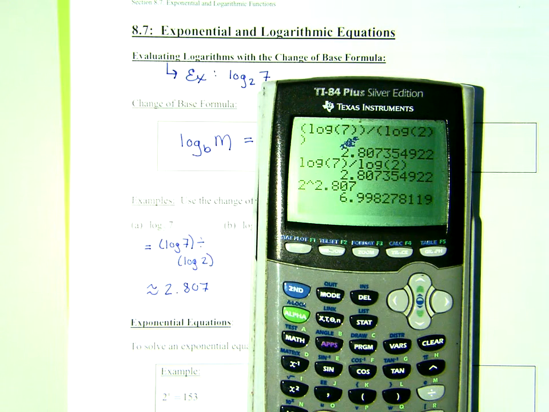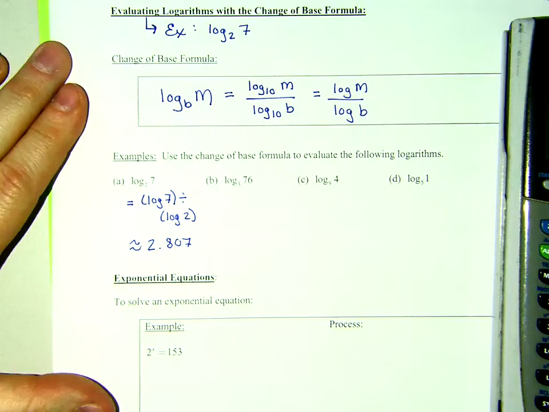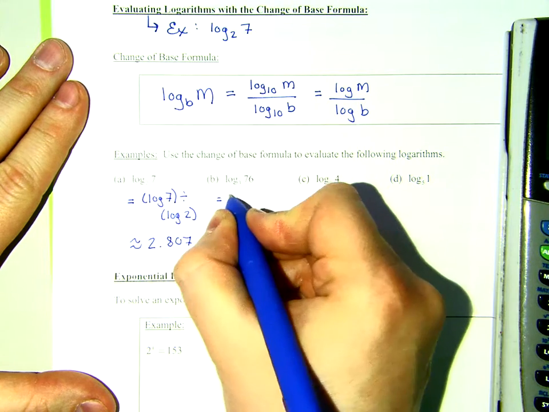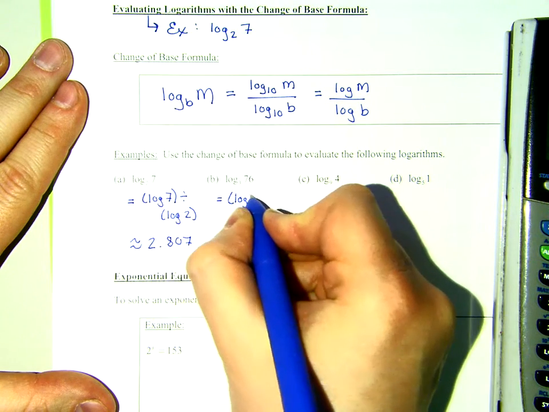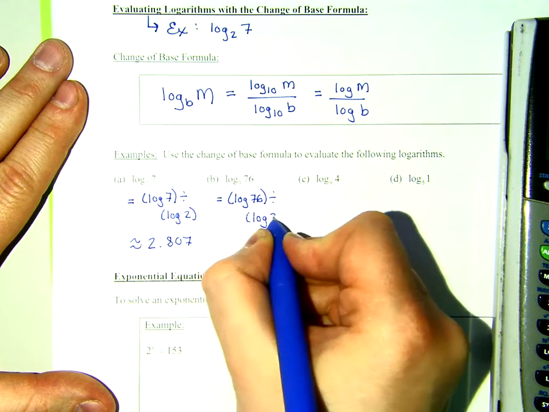Okay, so next, 2 raised to this letter B. 7. I want to do log base 3 of 76. To go to the calculator, we are going to type in log 76 divided by log 3.